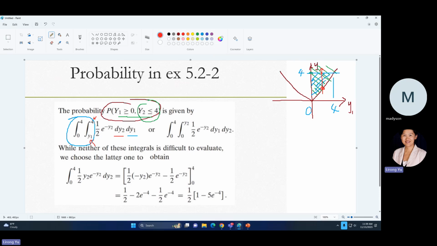The other way is to do it the opposite way. You want y2 to have the numerical boundary. Now the numerical boundary for y2 would be this and this.